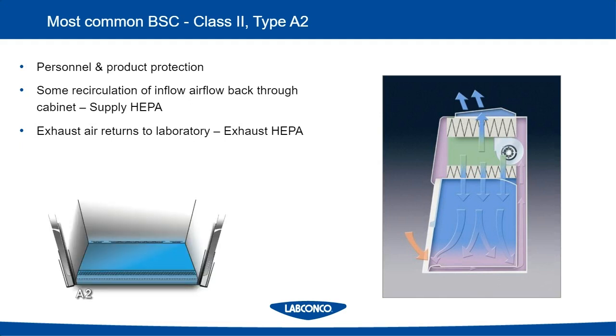In the drawing that you see below, what I'm trying to represent here is that all of the supply air in the cabinet is coming from the intake air, okay? Meaning that it passes over our sample and it's recirculated and comes back down. This is very common for these Class II type A2 recirculating cabinets.